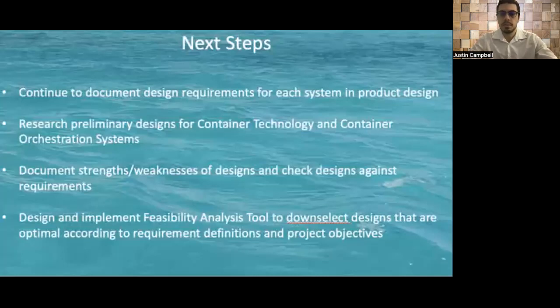Now, the next steps in the project timeline will involve continuing the documentation of product design requirements according to subjective technical requirements and quantitative requirements for each system in the product design, namely the container technology system, container orchestration system, and product software stack systems. Preliminary designs for each system will be researched and documented. And for this particular project, the preliminary designs for the container technology and container orchestration systems will refer to open source products that have already been developed, but whose application to this project needs to be studied.